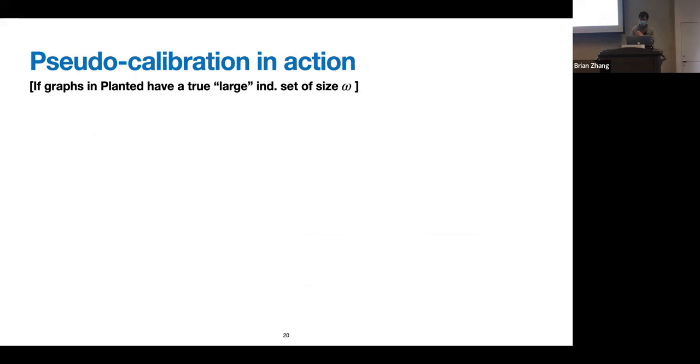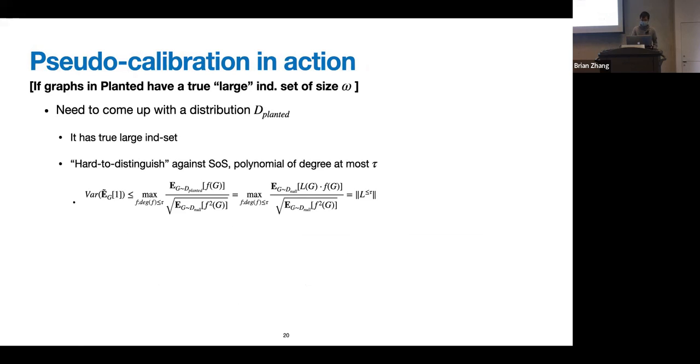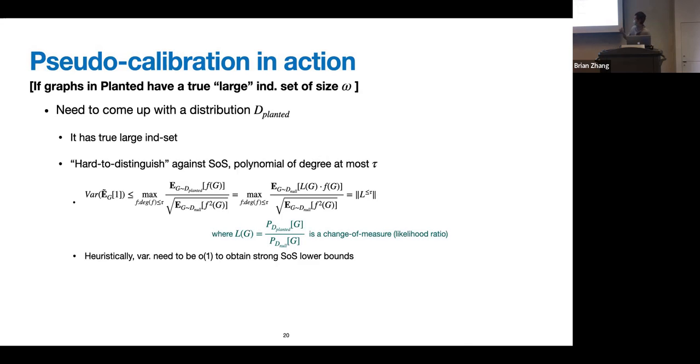And let's try pseudo calibration in action. The issue is we really need to come up with a planted distribution that has a large independent set, and it's hard to distinguish against SOS. There's some mechanical calculation you can do to determine whether it's hard to distinguish or not, and this comes down to evaluating this change of measure, which is a likelihood ratio. I'm not going to get into that, but heuristically, as long as this quantity is little o of 1, we can attempt sum of squares always.